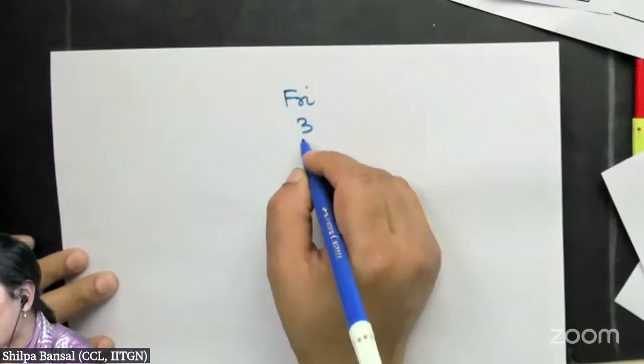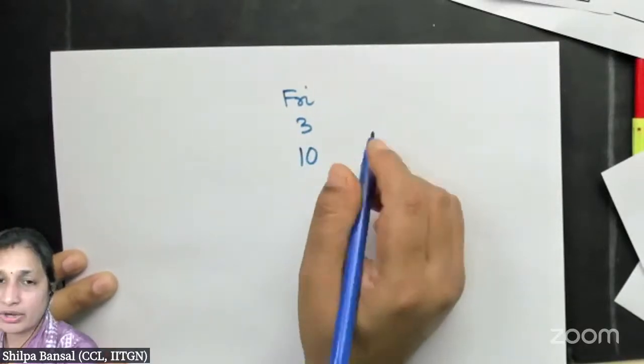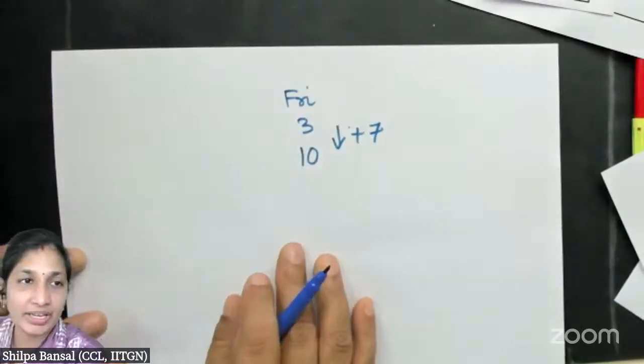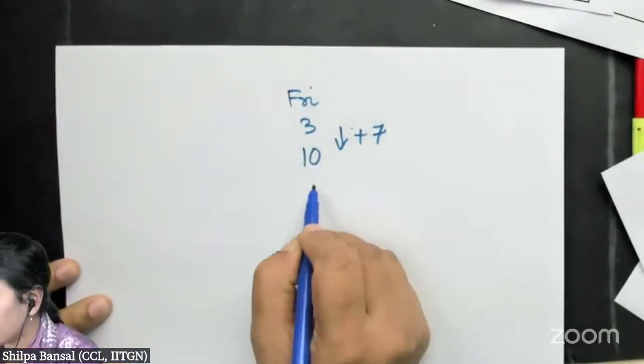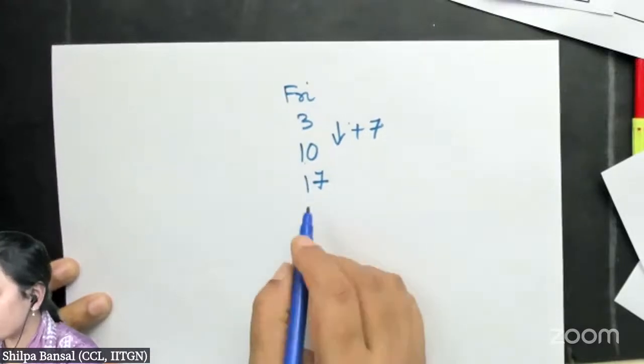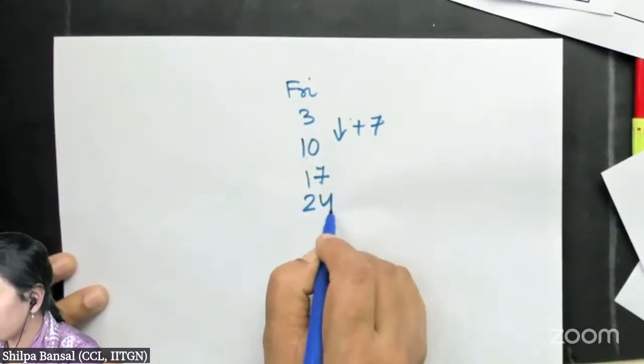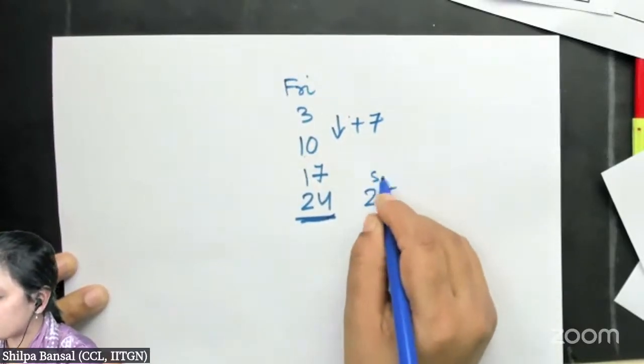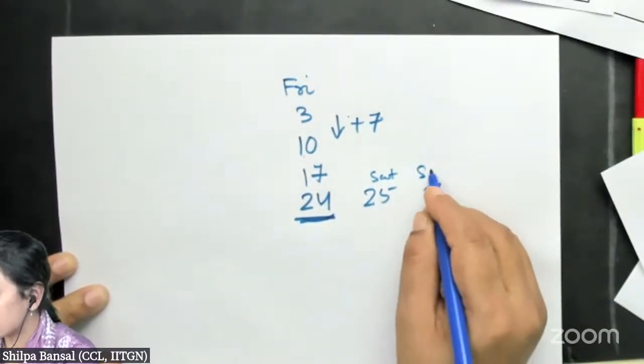We know that after 3, it will come 10 because after 7 days, the day repeats. We calculate 10. Then after 10, it will be 17. After 17, it will be 24. So 24, we know it is Friday. So 25 will be Saturday. 26 will be Sunday.